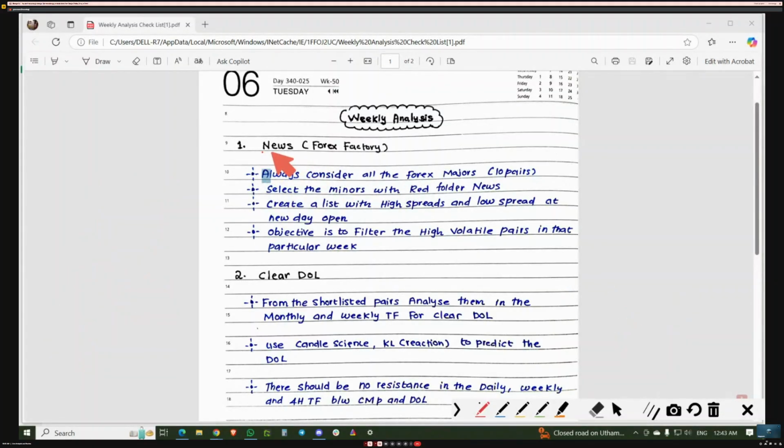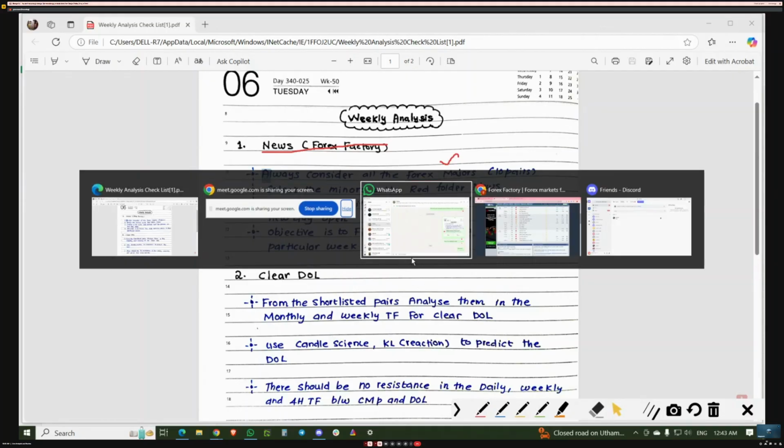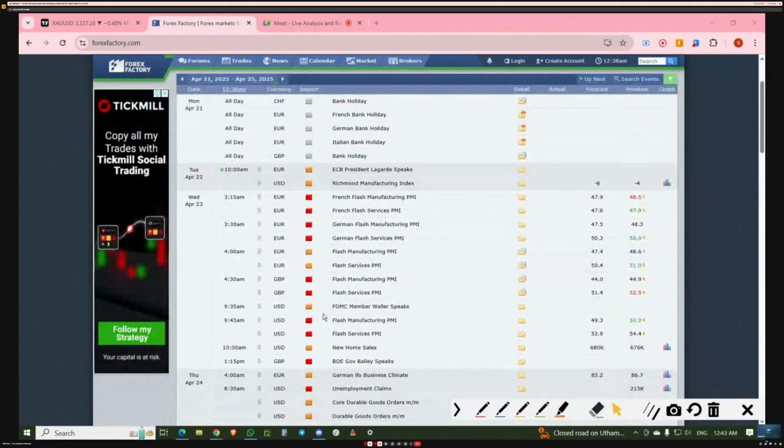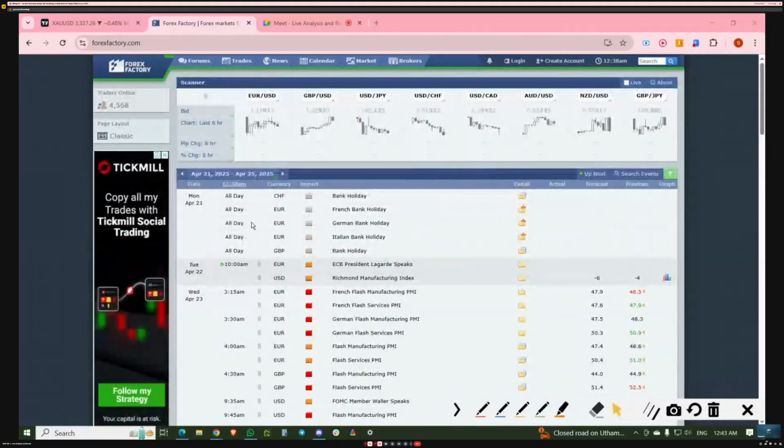So news is the main factor that we need to check for filtering the pairs. The first thing we need to know is you need to select all the forex majors, because at any point of time there will be USD news there. Let's see about the USD.